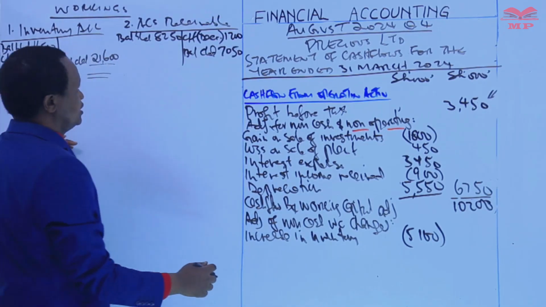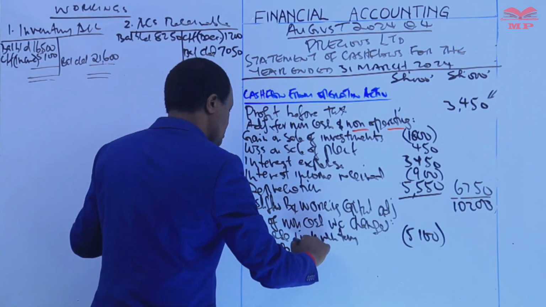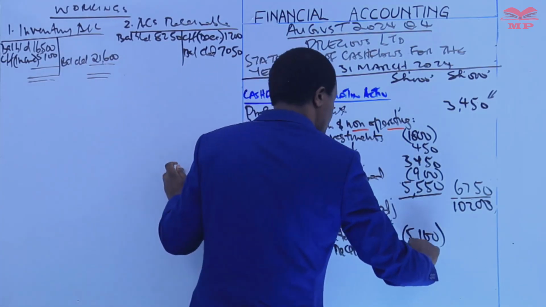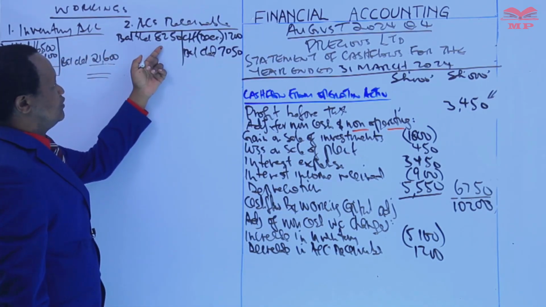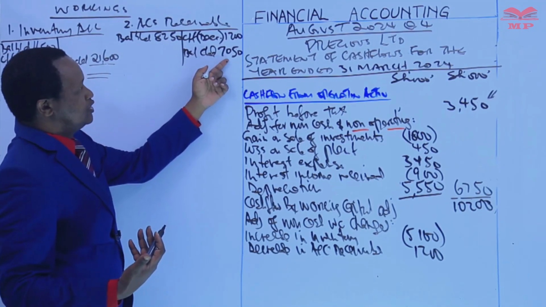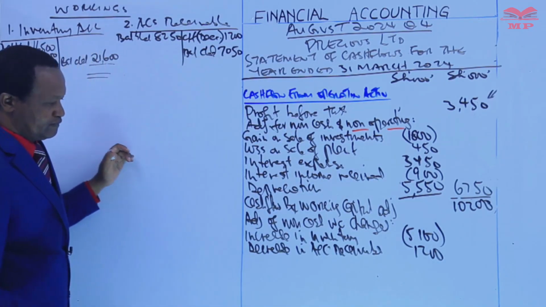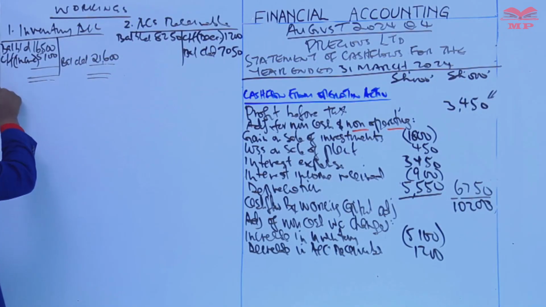So 1,200 is right here, decrease in accounts receivable of 1,200. The company had debtors of 8,250. The debtors have reduced to 7,050. That means the debtors paid 1,200. So that is a cash inflow, so it remains a positive. What is the next working capital item? Prepayments. We'll have a working for prepayments, number 3.